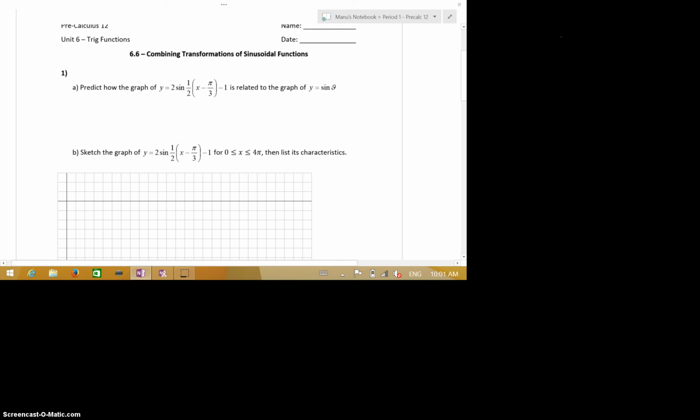Okay, so we want to predict how the graph of y equals 2 sine 1/2 x minus pi over 3, minus 1, is related to the graph of y equals sine of theta, or sine of x I should say, perhaps. So working with x. So first things first, we're going to make some predictions in terms of what's happening with this graph. So if you compare those two graphs, what can you identify? What's happening? In terms of transformations, what's happened?